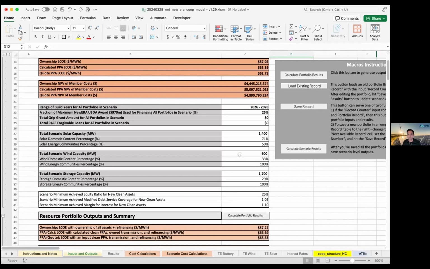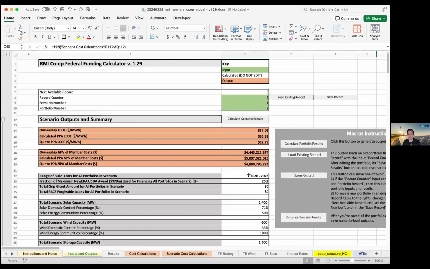Now what do we see in the results? We see that the model is indeed able to meet these at a scenario level, achieve the appropriate equity ratio. It's able to achieve the targeted 1.05 debt service coverage and the margin at an overall scenario level. It uses 25% of the maximum award, so 25% of the $970 million. Hopefully that's the same as the portion of the award you wanted to allocate to this. And you can see up here the overall costs.